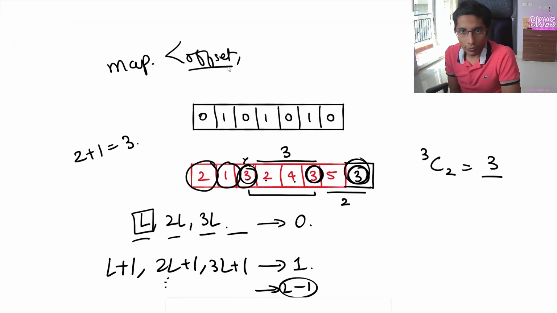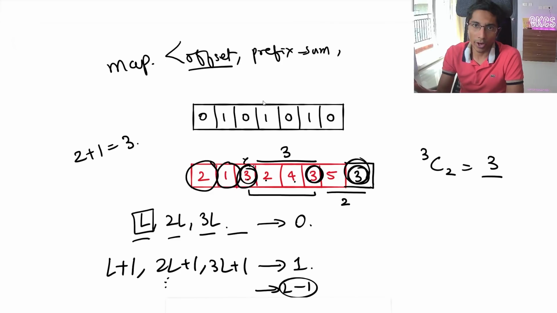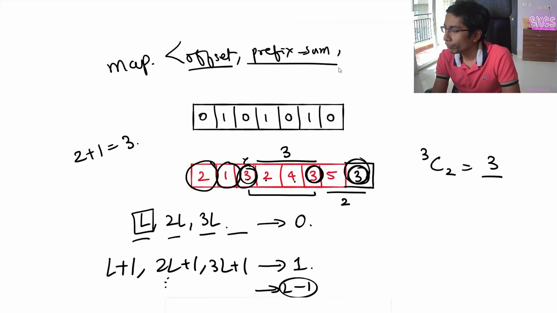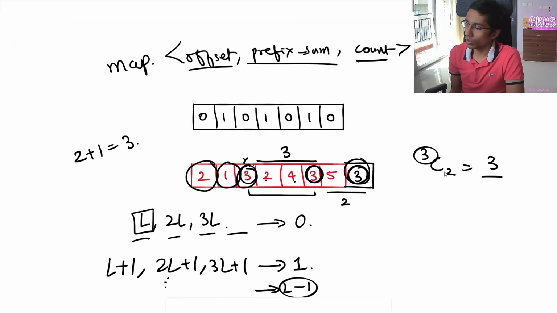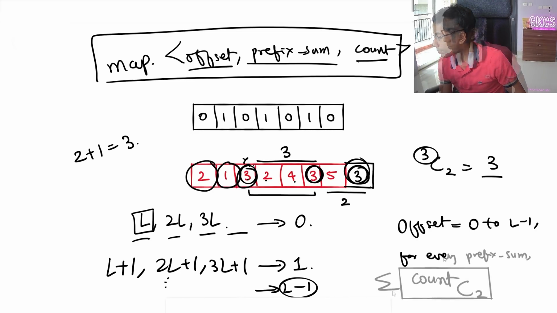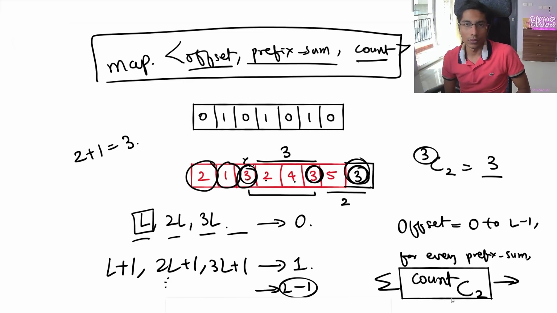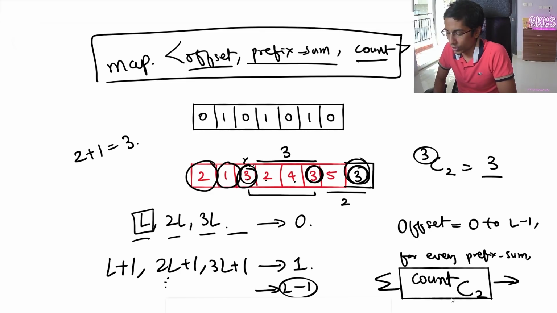So that's an offset. The second thing we are going to be taking is the prefix sum at this point, from these offsets. And then we are going to be taking the count of those elements. So if you have 3, then it's going to be 3C2. So in the code, for every offset from 0 to L minus 1, we'll find for every prefix sum the count, and when we sum this, we get the final answer. Okay, this is how we're going to be solving this question.